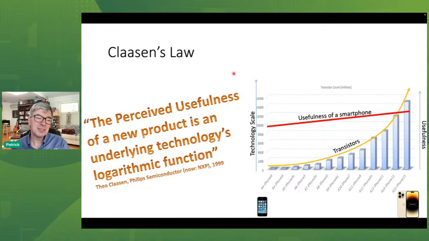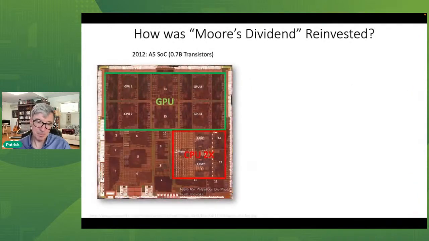There's a law that says that the perceived usefulness of a new product is a logarithmic function of the technology, meaning that it keeps us, of course, very much busy, and it puts a challenge on design automation, because it just means there's a tremendous amount of appetite for transistors to give us a linear or barely perceived improvement in functionality of what we do. So what do we do with all those extra transistors?